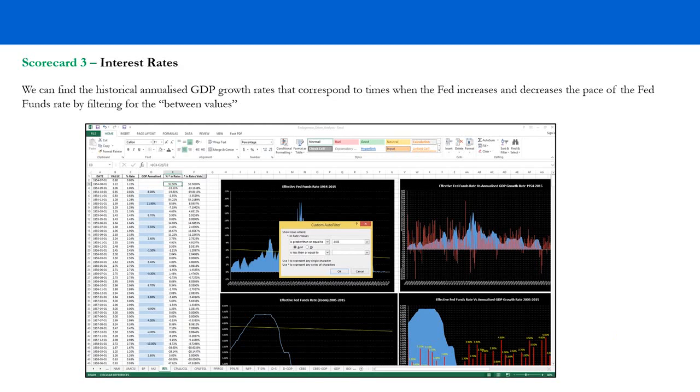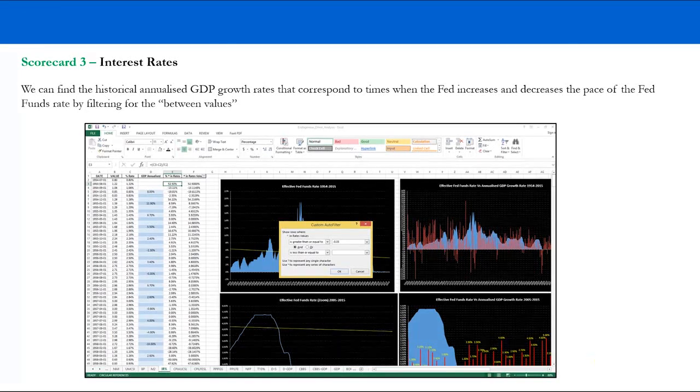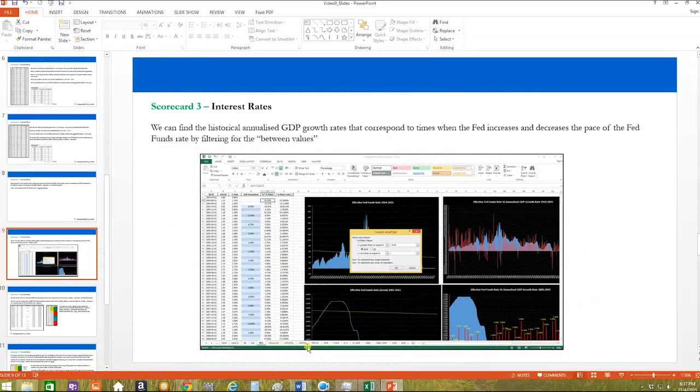And we do this by filtering the data for between values. So we find the historical annualized GDP growth rates that correspond to times when the Fed increases and decreases the pace of the Fed funds rate by filtering for between values. And we basically isolate the correlation. So how do we actually do this? Well, I guess the best way to do this is to show you exactly by going into the spreadsheet.